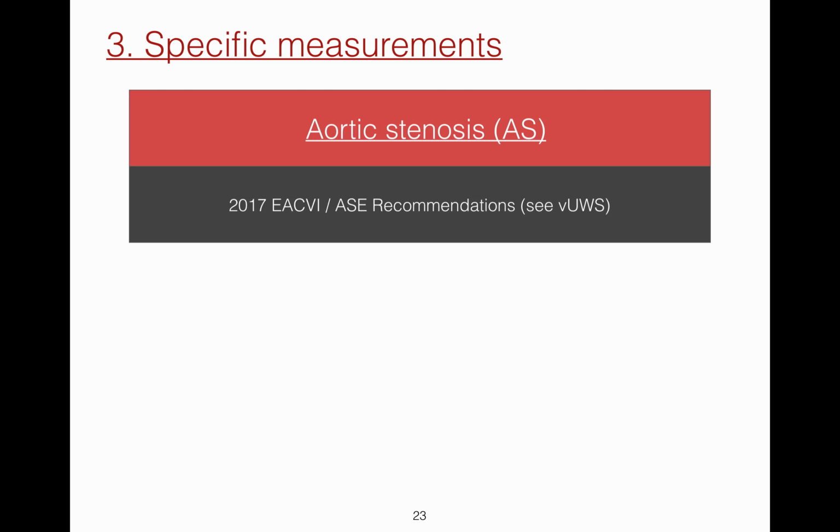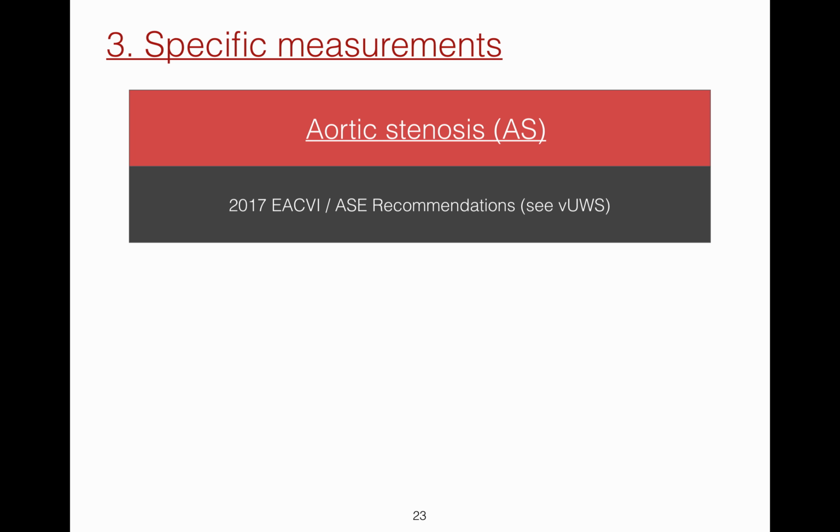Specific measurements. This part of the lecture will focus on specific measurements for three common valvular diseases: aortic stenosis, mitral regurgitation, and tricuspid regurgitation. The most recent American and European guidelines will be used to indicate how best to evaluate these pathologies. Firstly, aortic stenosis.